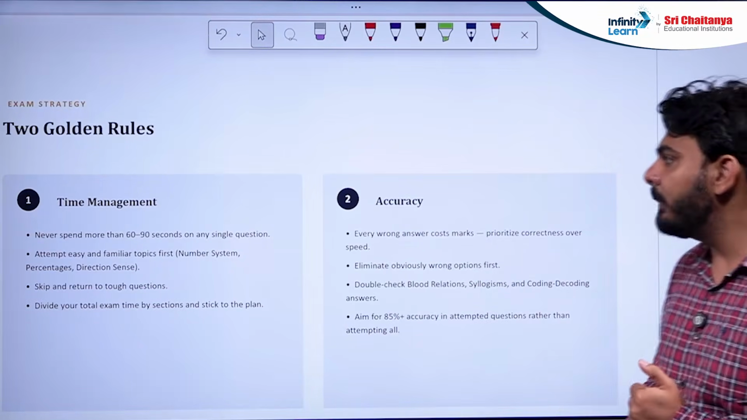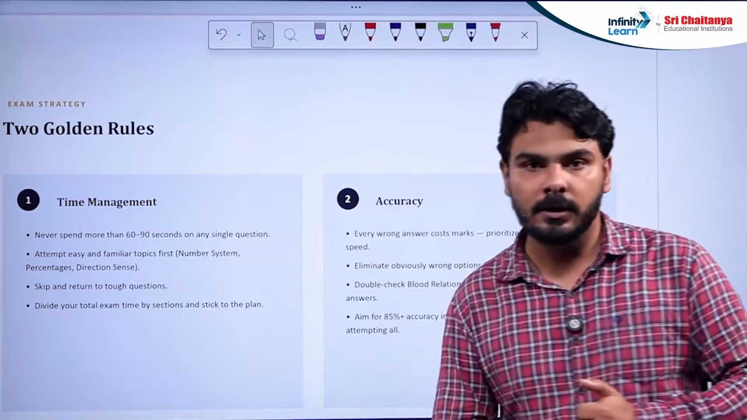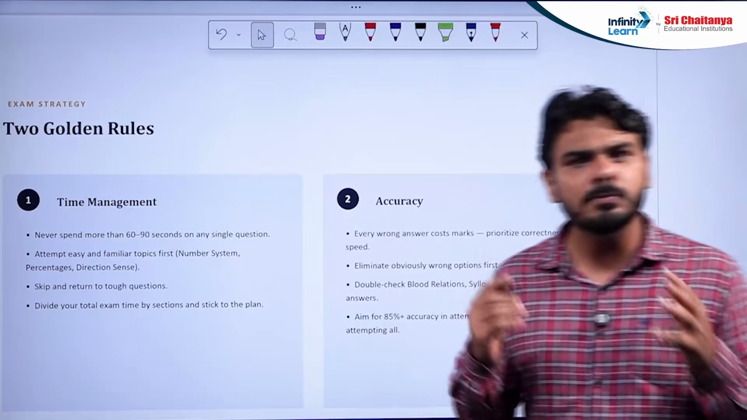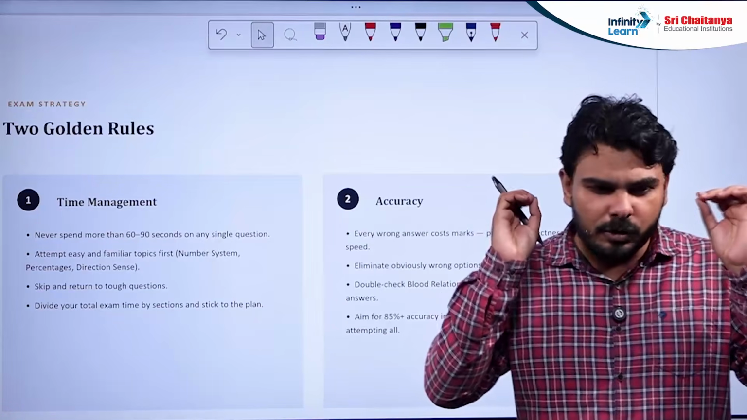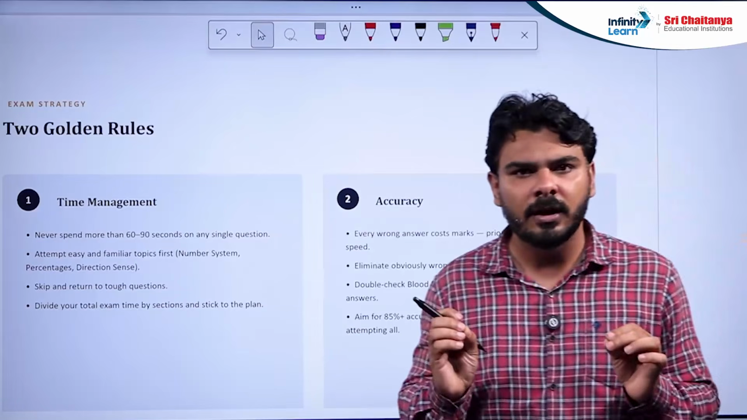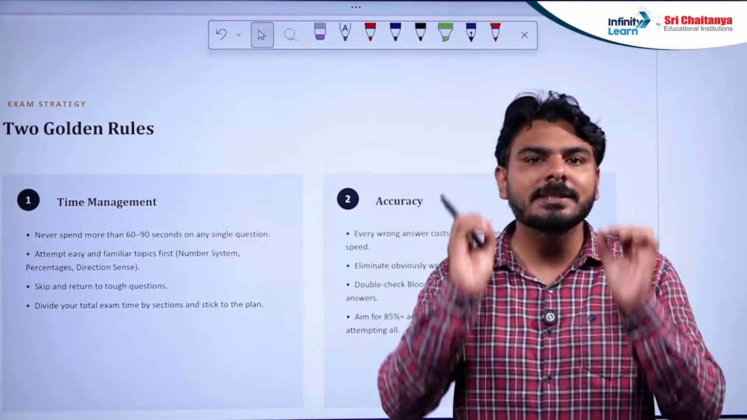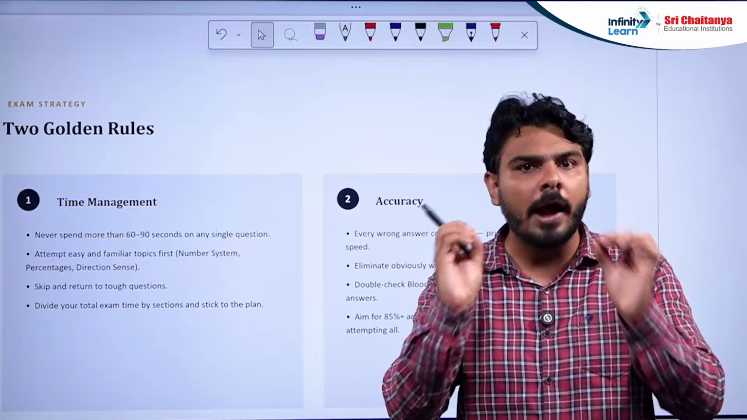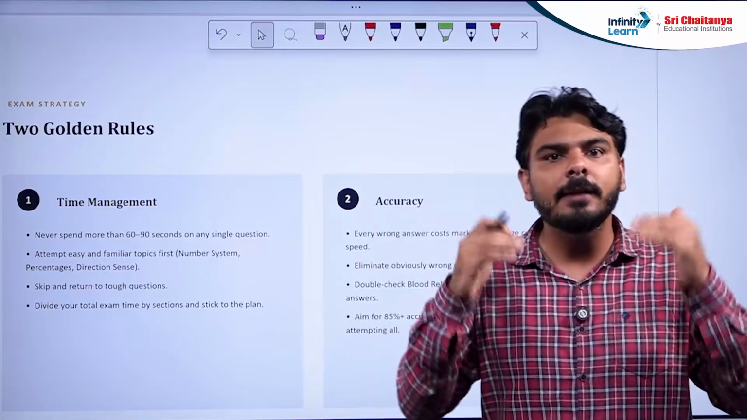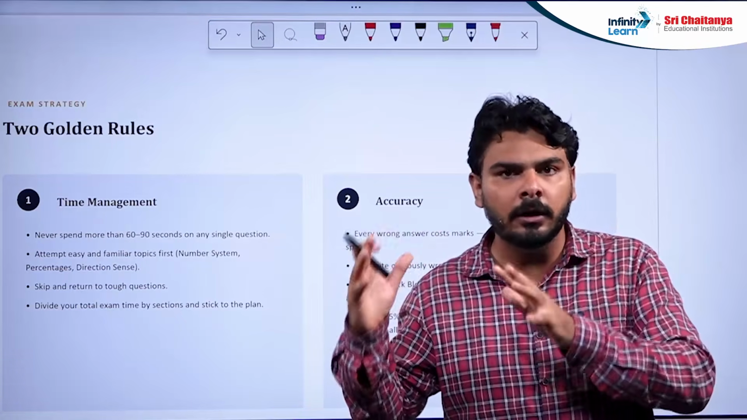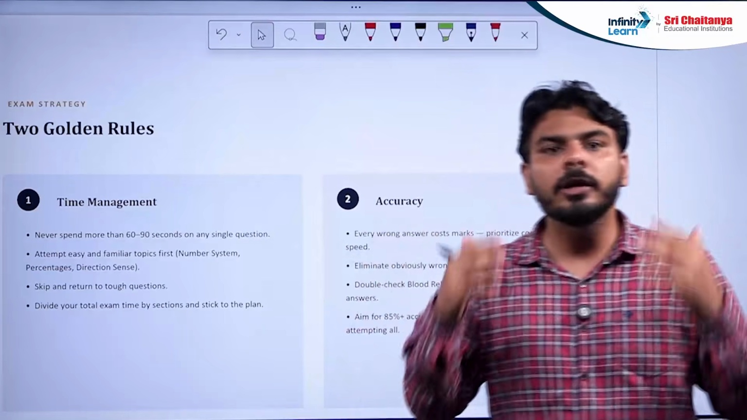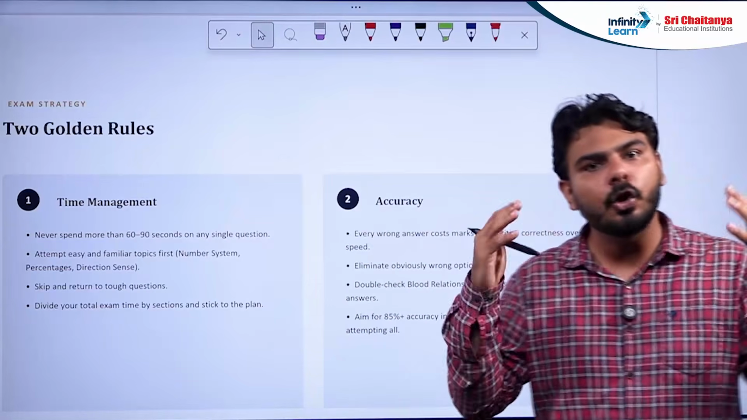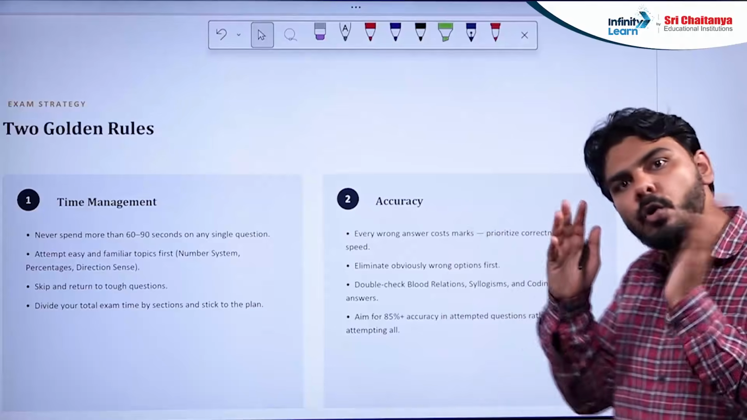The second point is to attempt easy and familiar topics first. This is a very important part, because most students do the difficult part first, and that's the most troubling thing for them. You have to do that part first which is familiar and easy for you. Those topics can be different for different children, but you have to identify yourself. What are your strengths? What are your weaknesses? What are your familiar topics? What are your easy topics? You have to attempt those topics first.